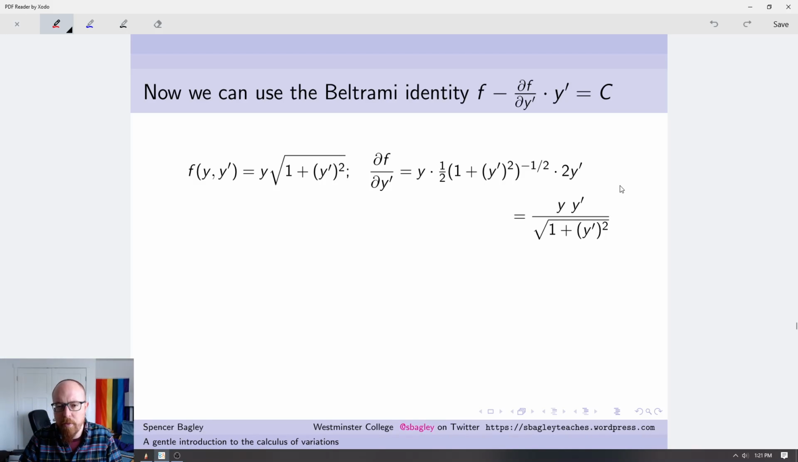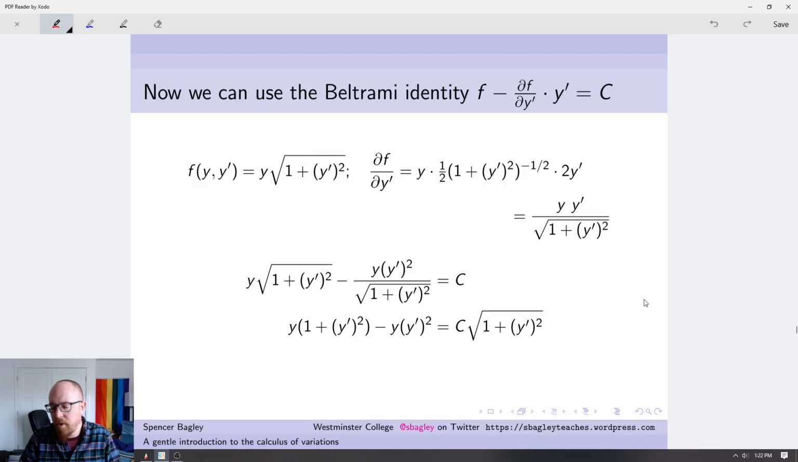Do a little algebra, clean that up. Looks like this. So then if I throw these pieces into the Beltrami identity, here is what I get. Here is my f. Here is my partial f partial y prime. Now that I've multiplied it by y prime, this y prime ends up being squared. Okay, and then the difference of those is supposed to be a constant. Neat.